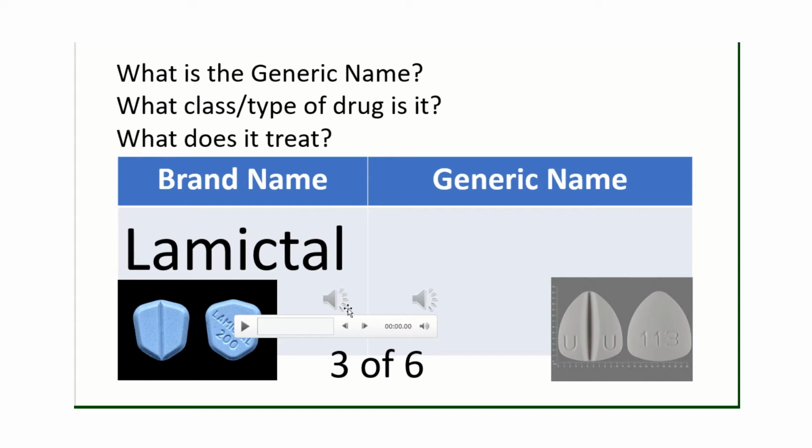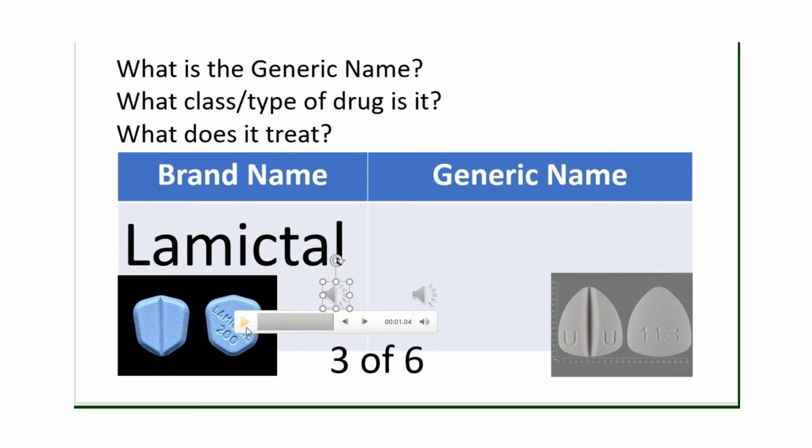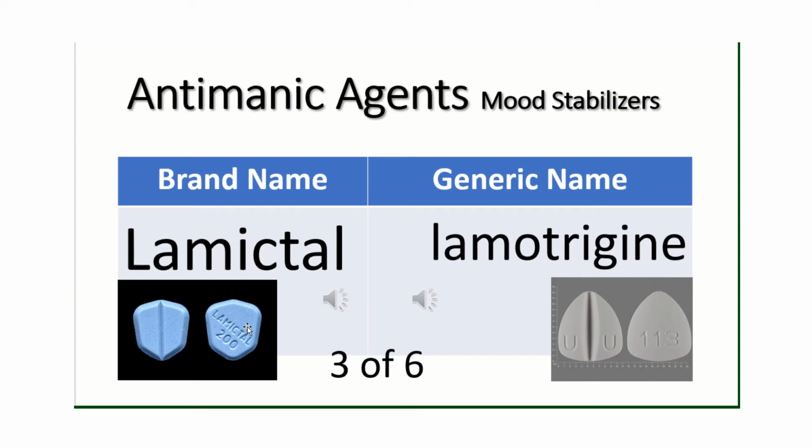What is the generic name for Lamictal? What type of drug is Lamictal? What does Lamictal treat? The generic name for Lamictal is lamotrigine. Lamictal and lamotrigine are anti-manic agents, mood stabilizers.